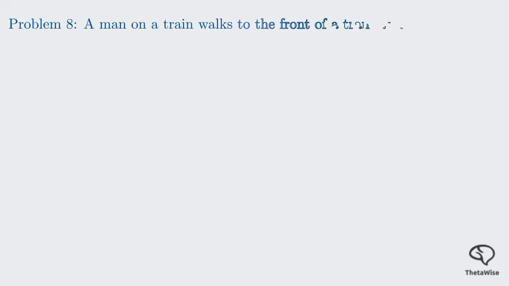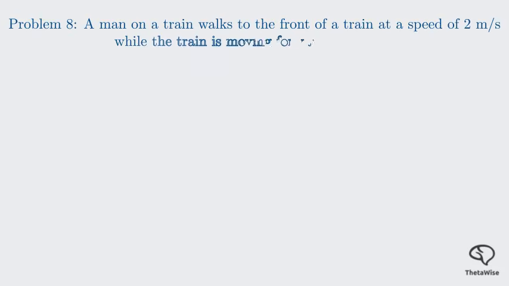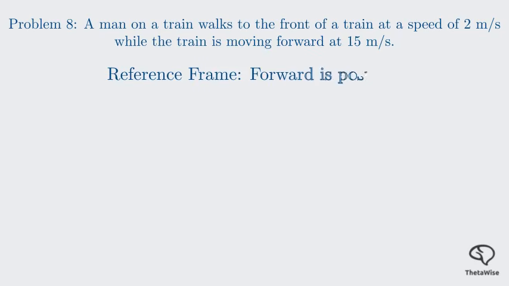The problem states, a man on a train walks to the front of a train at a speed of 2 meters per second while the train is moving forward at 15 meters per second. Calculate the man's velocity relative to the ground. Just like before, we'll set up our reference frame. Let's choose the forward direction of the train as positive.